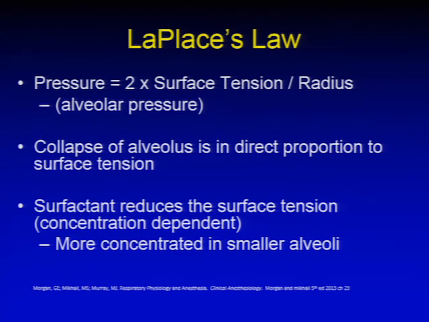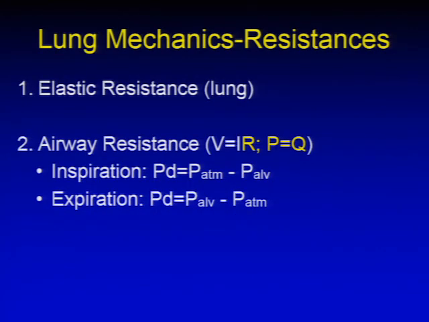So as alveoli become smaller, the surfactant within them becomes more concentrated, and the surface tension is more effectively reduced. Conversely, when the alveoli are overdistended, surfactant becomes more dilute, and surface tension increases. The net effect really is to stabilize alveoli. Small alveoli are prevented from getting smaller, and large alveoli are prevented from getting larger.